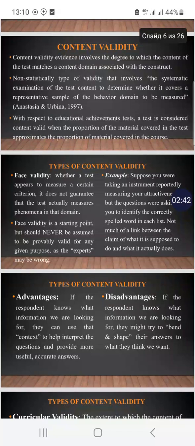Content validity evidence involves the degree to which the content of the test matches a content domain associated with the construct. It is a non-statistical type of validity that involves the systematic examination of the test content to determine whether it covers a representative sample of the behavior domain to be measured. With respect to educational achievement tests, a test is considered content valid when the proportion of the material covered in the test approximates the proportion of material covered in the course.